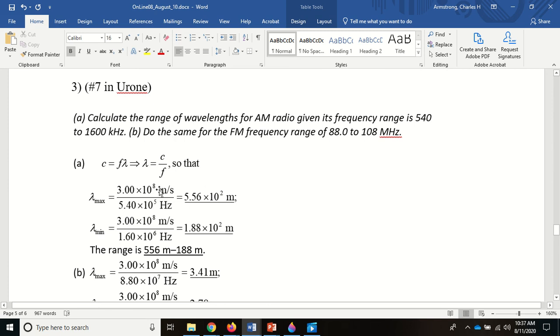So you have 3 times 10 to the 8th divided by your 5.4 times 10 to the 5th hertz, which is the same as 540 kilohertz, and then you get that wavelength. Remember, the wavelengths for the radio waves are very, very long. That'd be 556 meters, which is almost 6 football fields in length for those waves. So they have very big wavelengths. And for the other end, you've got 1.88 times 10 to the second.